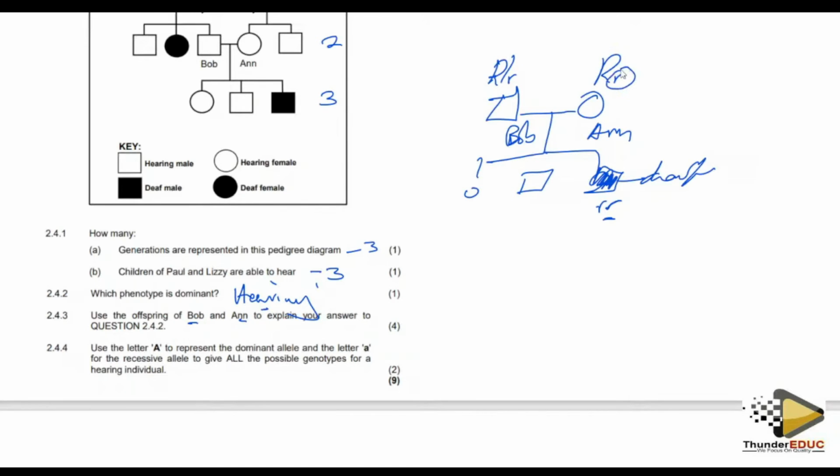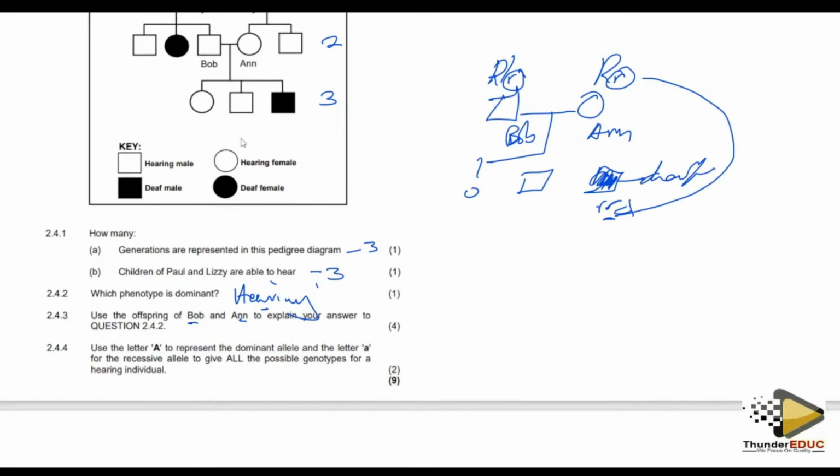And then this came from the mother, this came from the father, and then they joined and formed this kid, let me show you, a kid who is having the disease. It means that this allele and this allele came here. So use Bob and Anna and explain your answer.